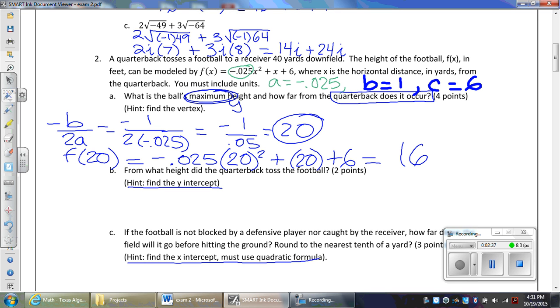Yes. Okay, now from what height did the quarterback toss the football? If you remember, we did something like that in class, and that will be the height at x equals 0. In this case, if you substitute x with a 0, you will get 6. You could also get that value because this will be 0, this will be 0, and so the answer is 6. And I believe we're talking about yards.